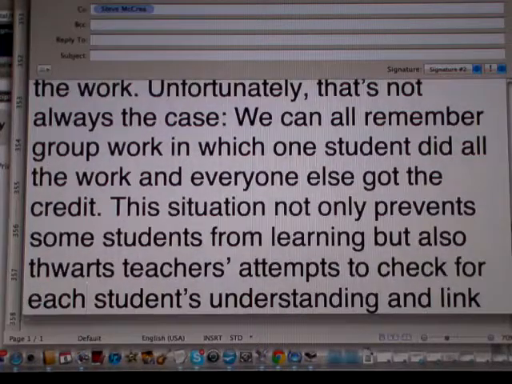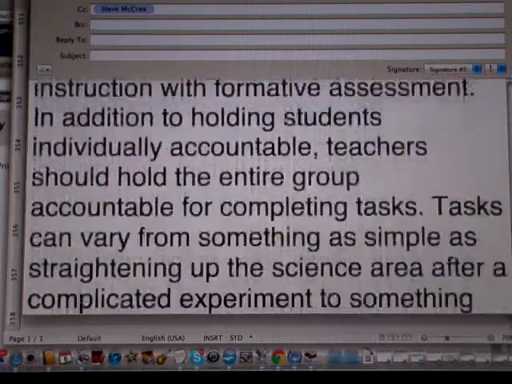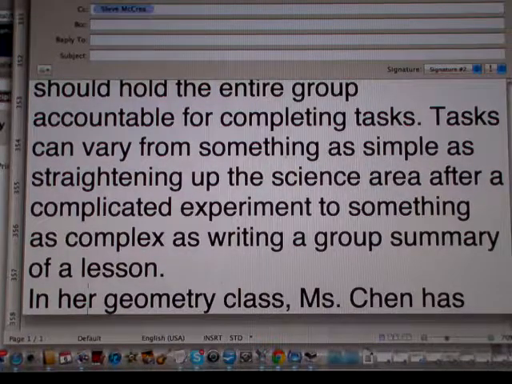We can all remember group work in which one student did all the work and everyone else got the credit. This situation not only prevents some students from learning, but also thwarts teachers' attempts to check for each student's understanding and link instruction with formative assessment. In addition to holding students individually accountable, teachers should hold the entire group accountable for completing tasks.